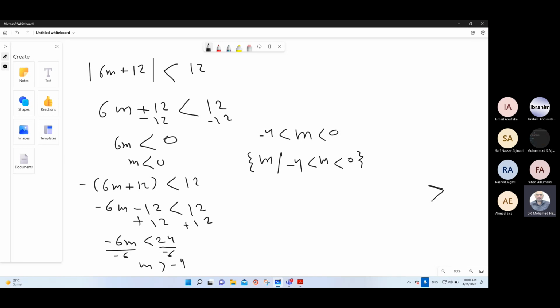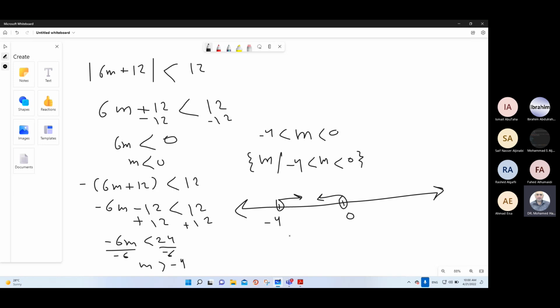Then we can graph. This is 0 here in the middle. We don't have equals in the sign, so use an open circle, and m less than, so the direction is to the negative side. And here we have negative 4. Also use an open circle, and m greater than means the direction of the positive side. And this is the area of the solution.